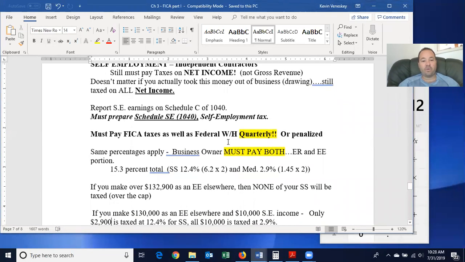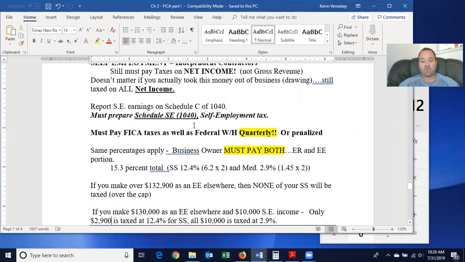All right, so when we prepare the Schedule SE, that's what we're doing. So you must pay your FICA taxes as well as additional federal withholdings. If you're an independent contractor, you have to do this quarterly. You pay in quarterly instead of every paycheck like you would as an employee, every 2 weeks perhaps.